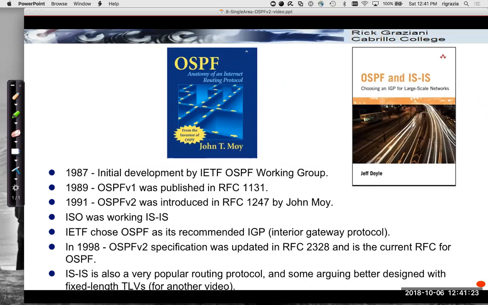ISIS is also a very popular routing protocol, and some argue it is better designed, with things like fixed length TLVs, type length values, but that's for another video, and some other design features that some argue are better. By the way, there's a book there by John Moy, who was really the prominent developer of OSPF. There's an interesting chapter in that book that talks about the development of this routing protocol.